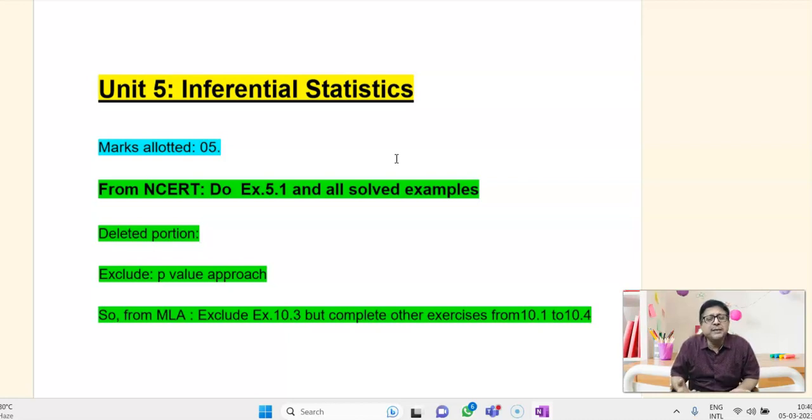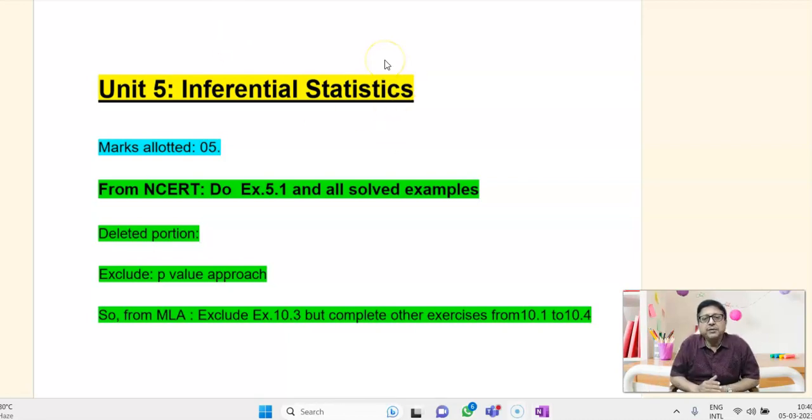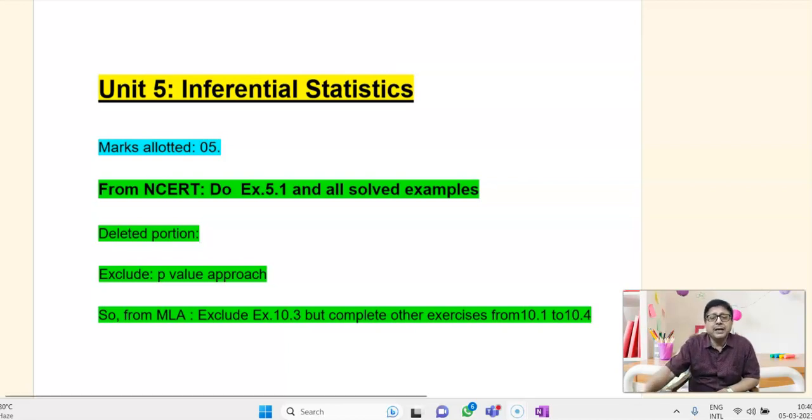Solved examples, there is a basic technique here. When you are doing a solved example, you just read the sum. You need not write. You just see the solution once if required. Otherwise, without seeing the solution, you practice it yourself. You can check with the solution whether you are correct or wrong. This way I am telling you, solved examples given in NCERT book also must be done by you before the exam. So do exercise 5.1, all solved examples, and ML Agarwal these exercises except 10.3.